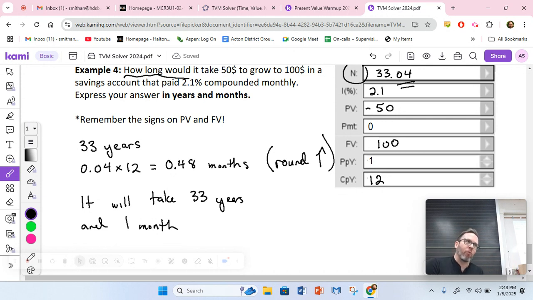So it's just the way interest works in real life. It's not continuously being added. It's added at the end of your compounding period. Always, always, always round up.